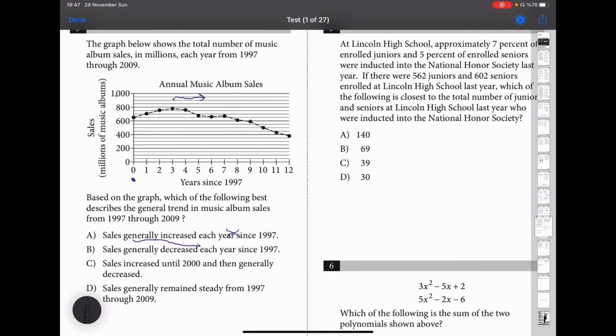B. Sales generally decreased each year since 1997. No. As I said, there is an increasing trend between 1997 and 2000. Wrong. Sales increased until 2000 and then generally decreased. Yes, indeed, this is correct. C is the right answer.